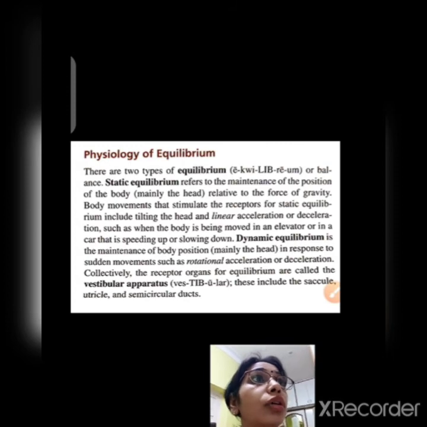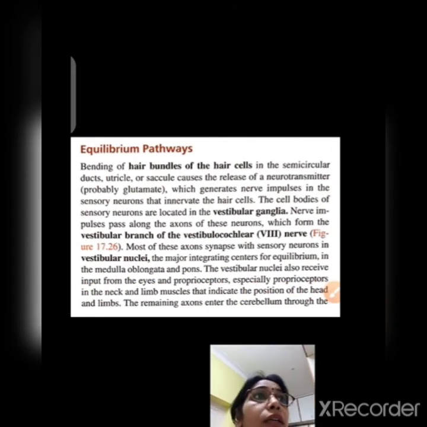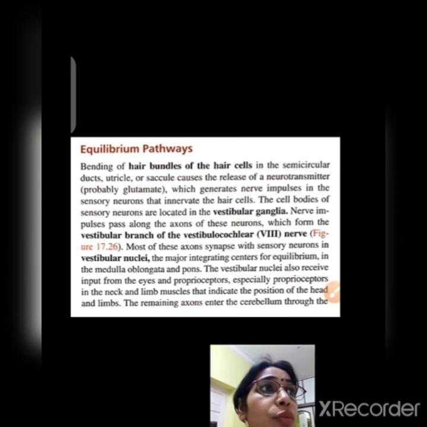Now see the equilibrium pathways. Bending of hair bundles of the hair cells in the semicircular ducts, utricle or saccule causes the release of a neurotransmitter, probably glutamate, which generates nerve impulses in the sensory neurons that innervate the hair cells. The cell bodies of the sensory neurons are located in the vestibular ganglia. Nerve impulses pass along the axons of these neurons, which form the vestibular branch of the vestibulocochlear or eighth nerve. Most of these axons synapse with the sensory neurons in the vestibular nuclei, the major integrating centers of equilibrium in the medulla oblongata and the pons.